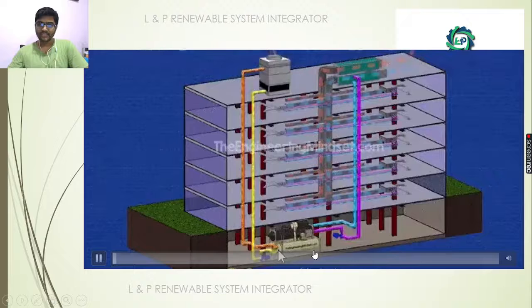This is one of the typical examples of how it looks inside buildings. See here, these are the chillers. The air handling units via ducts are serving the entire building. You see here the chilled water lines. These are the air supply and return lines.